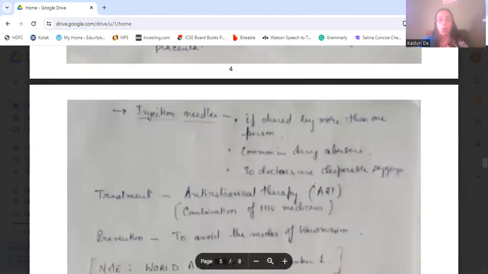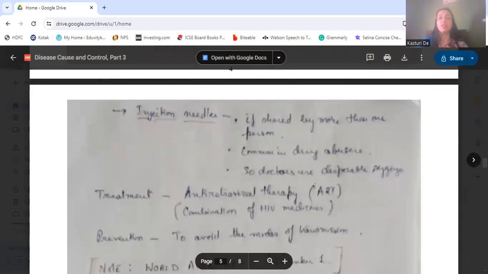Then injection needles, if shared by more than one person. This is common during drug abuse. The person taking drugs uses the same syringe as two or more persons, so that can spread the disease. So doctors use disposable syringes.